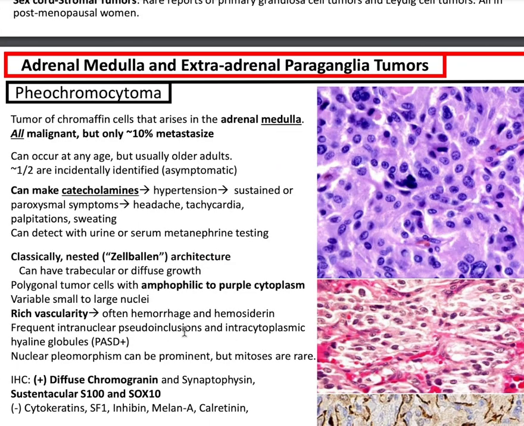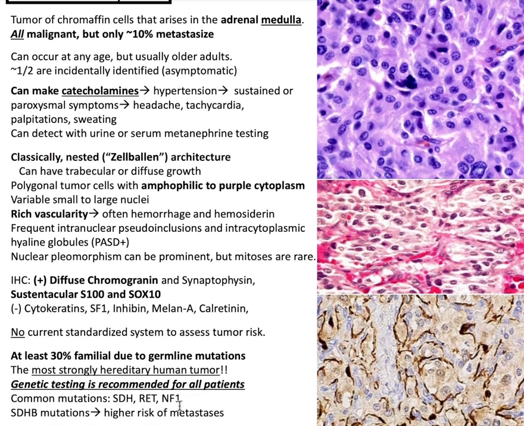Adrenal medulla and extraadrenal paraganglia tumors. Pheochromocytoma arises from chromaffin cells in the adrenal medulla. All are malignant, but only 10% metastasize. It can make catecholamines. Classically, we'll have this nested Zellballen architecture with amphophilic purple cytoplasm and rich vascularity. It'll be diffusely positive for chromogranin, and sustentacular cells will be positive for S100 and SOX10. It's negative for cytokeratins, SF1, inhibin, Melan-A, and calretinin.